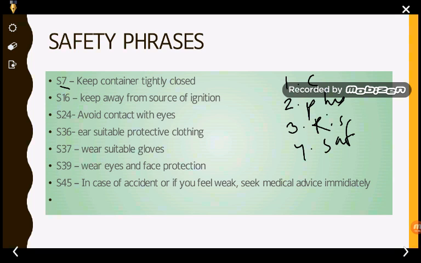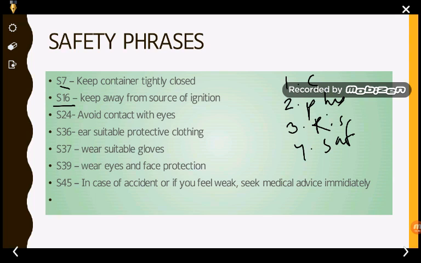We have to, because there are certain risks related to this chemical, so we have to keep the container tightly closed. Next, S16: keep away from the source of ignition, because it can explode. It has a flash point of 146, it can catch fire easily, that's why we have to keep away from the source of ignition.